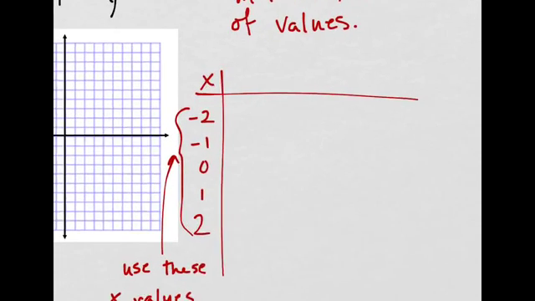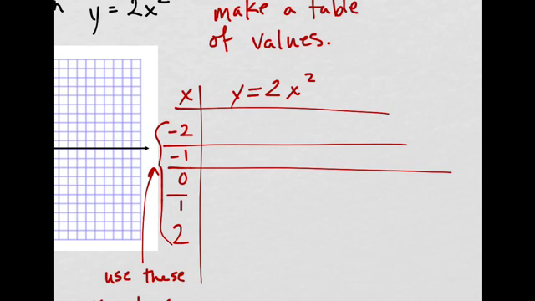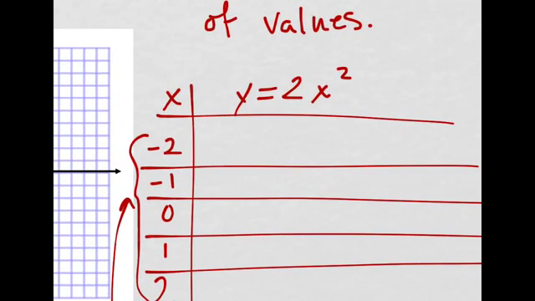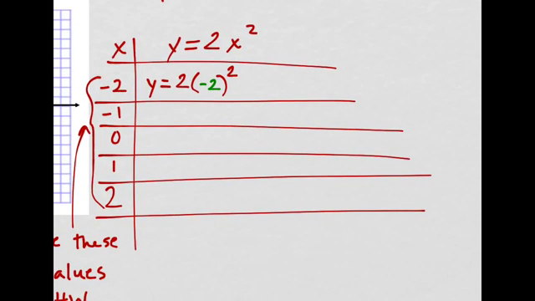Then what do you do? What do you plug it into? Well, you plug it into your y equals 2x squared. So I'll make my table extend, and I'm going to plug stuff in. So I have y equals 2. You replace the x with parentheses squared, and then you input your x value instead of the blank space in there. So x was -2. And then you follow PEMDAS.